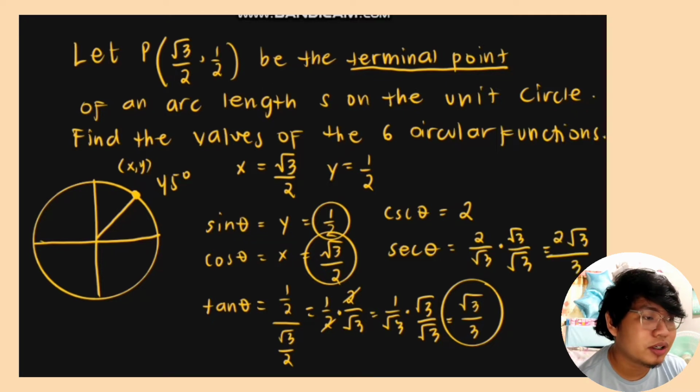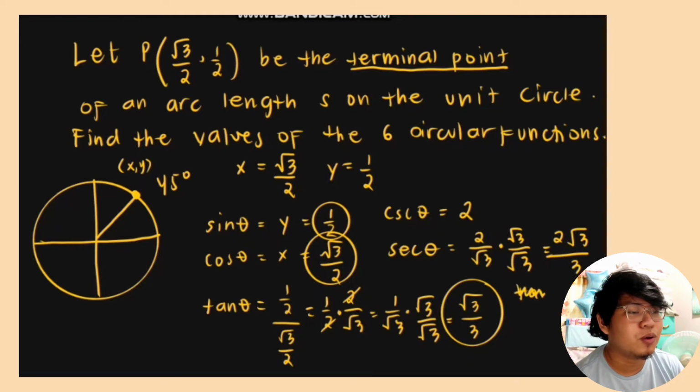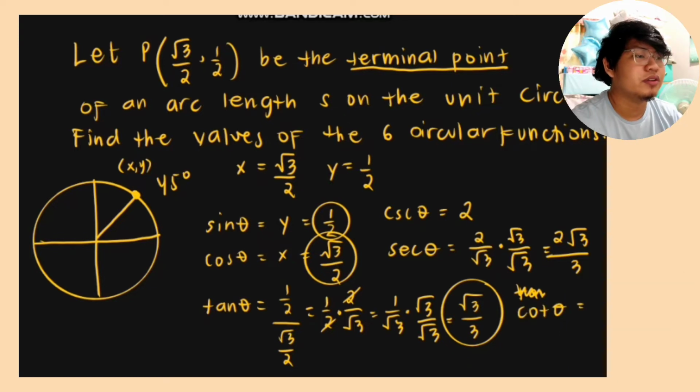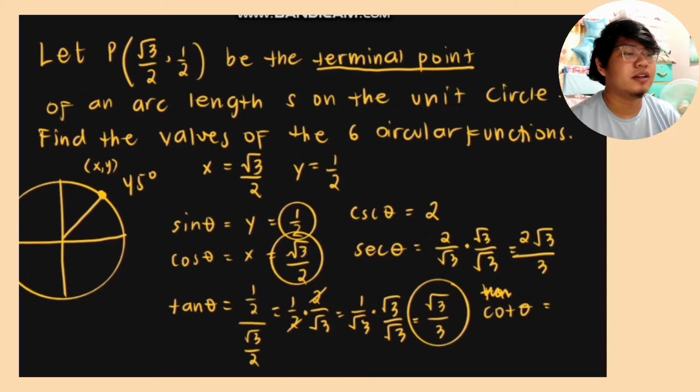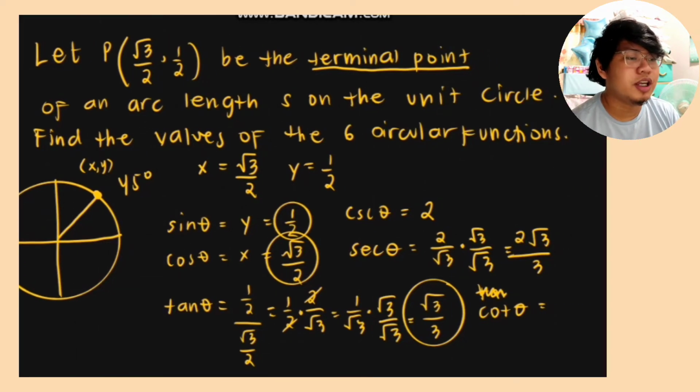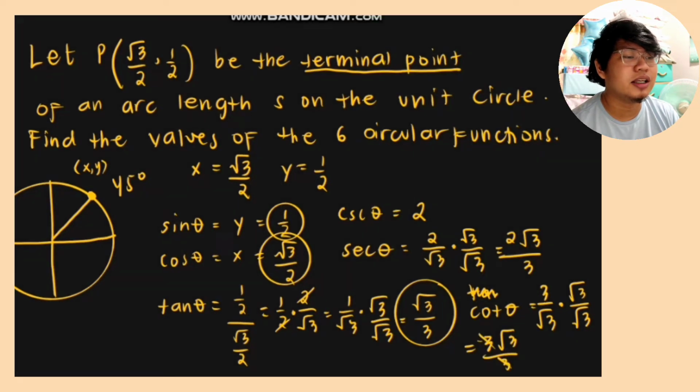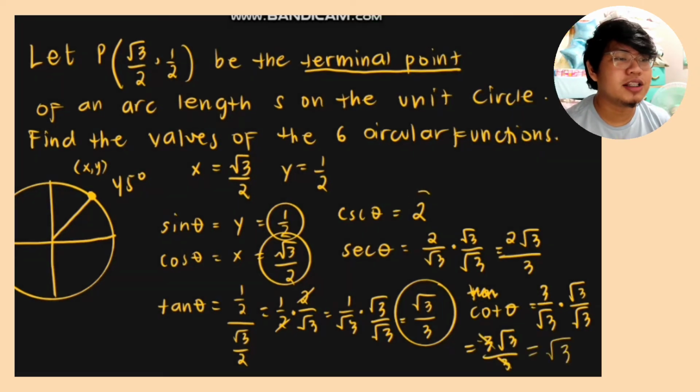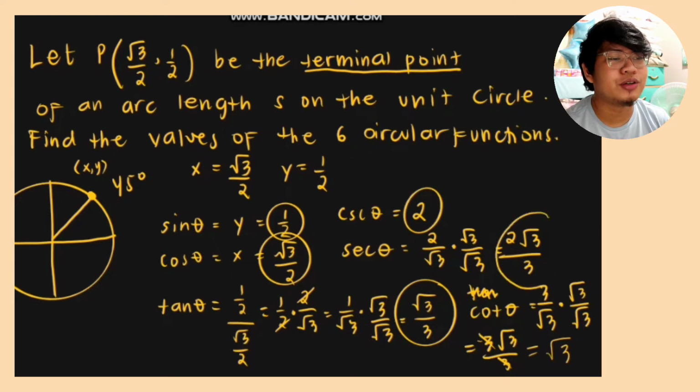And then for cotangent theta, that is equal to, check natin, 3 over square root of 3. We multiply this by square root of 3 over square root of 3. So that is equal to 3 square root of 3 over 3. We can simplify by cancelling 3. So, cotangent theta is equal to square root of 3.